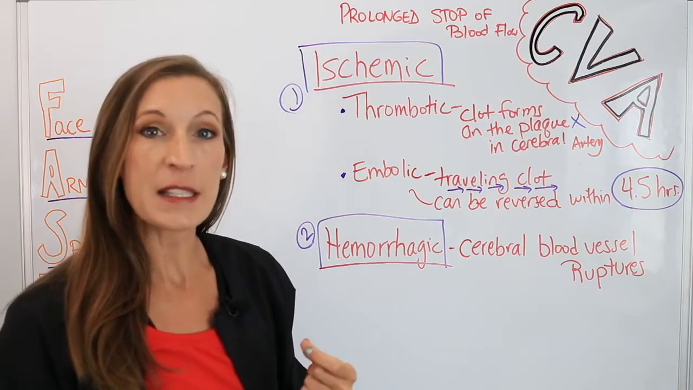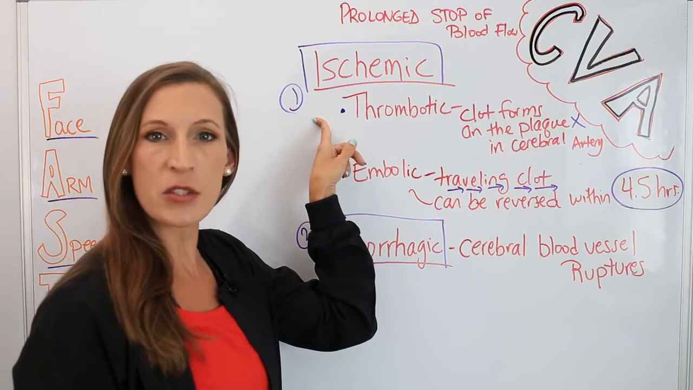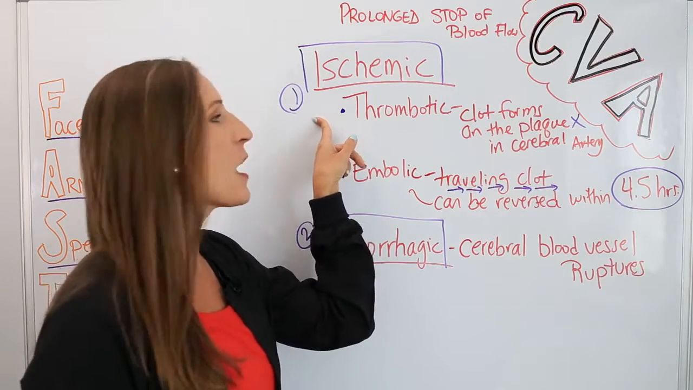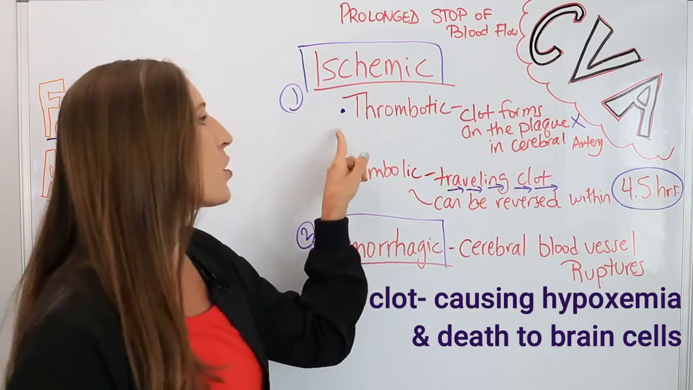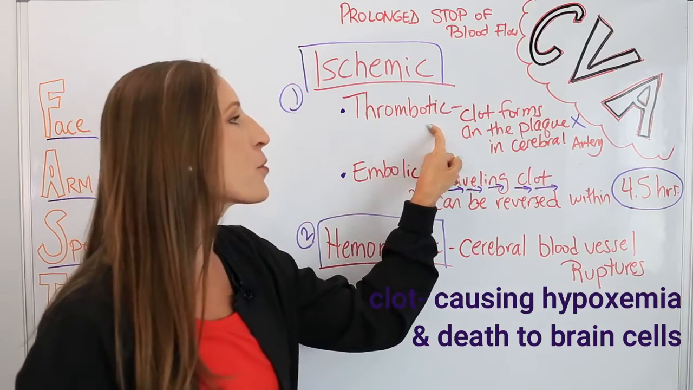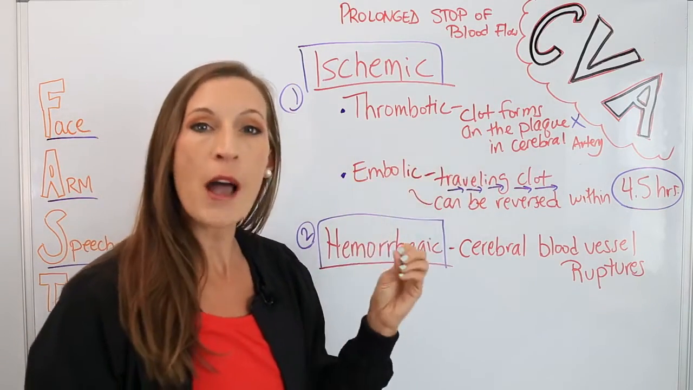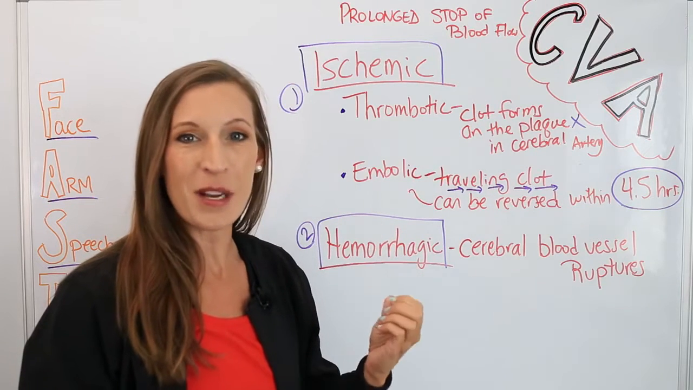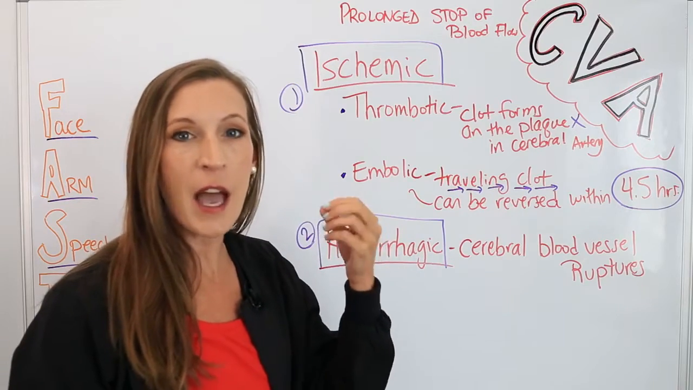The first one is ischemic, and it's the main one that we think about when someone has a stroke. Ischemic means that there is brain death caused from a clot. The first kind of clot we have is a thrombotic clot, and it is a clot that forms on the plaque in the cerebral artery itself. It already is forming in that place.